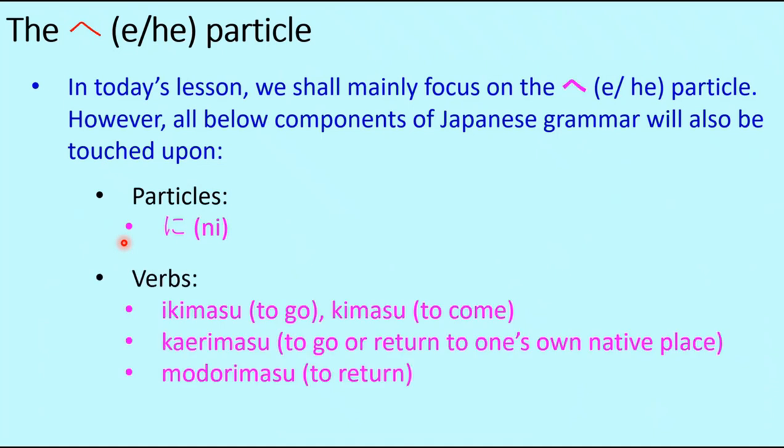As I said, the ni particle and the verbs ikimasu, which means to go, kimasu, to come, kaerimasu, to return to one's own native place or country, and modorimasu, which means to return in general. So the root verb of ikimasu is iku, kimasu is kuru, kaerimasu is kaeru, and modorimasu is modoru.